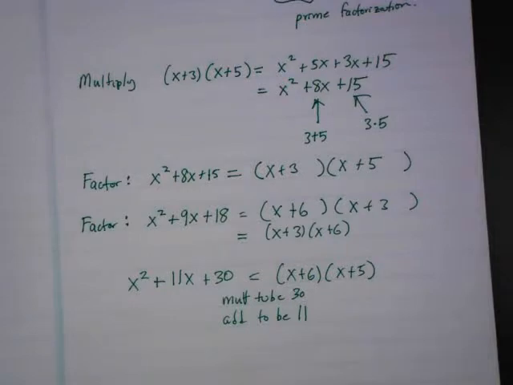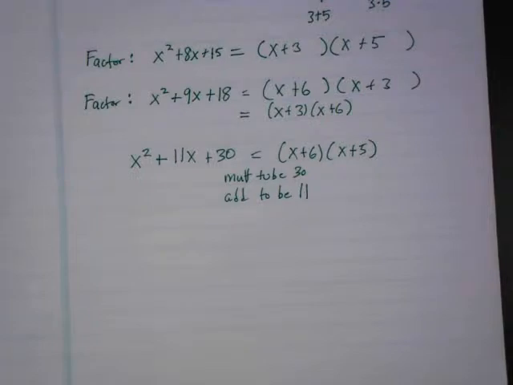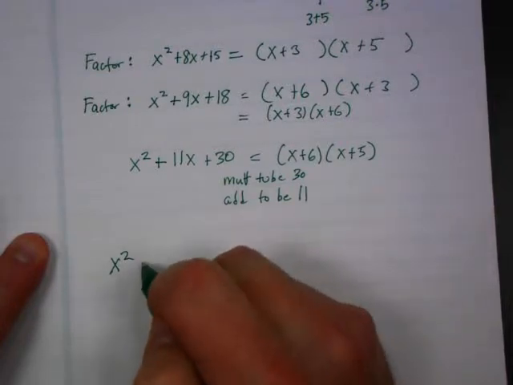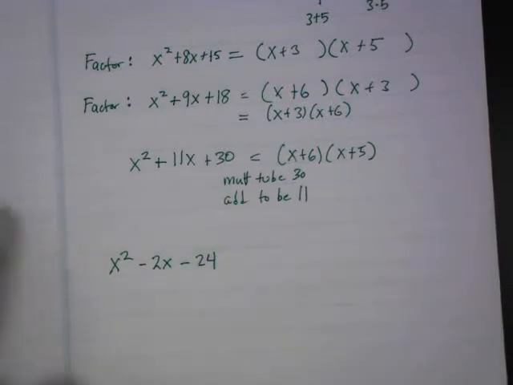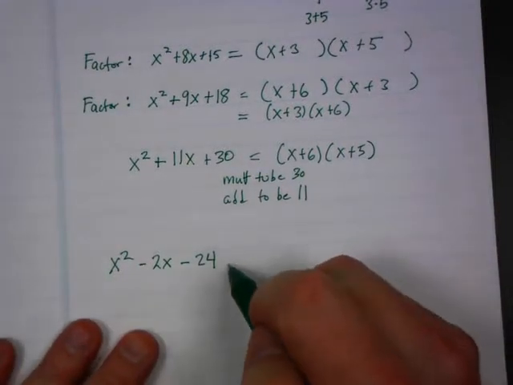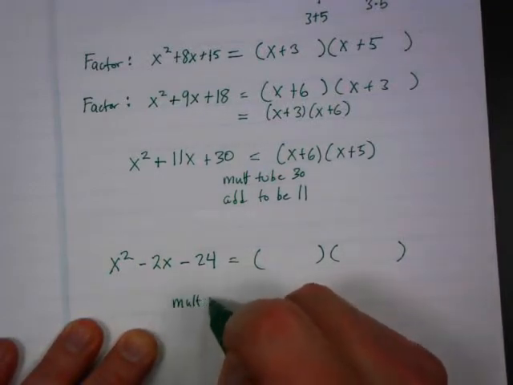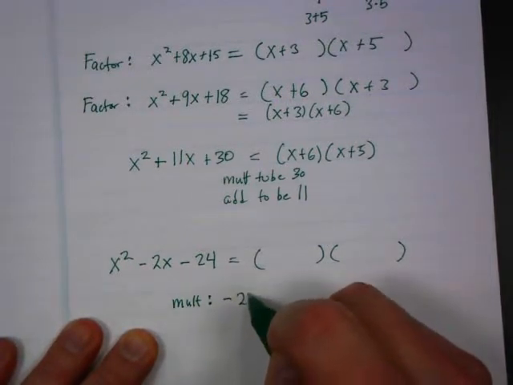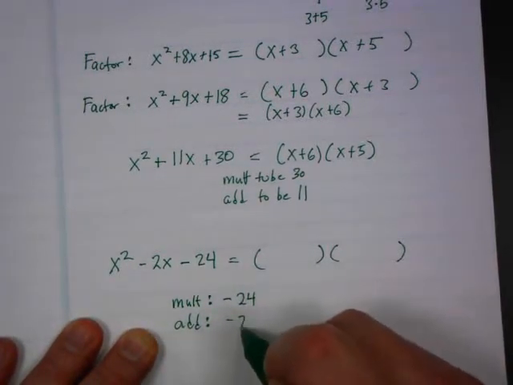All right, now, these get a little bit harder when you start to have minus signs floating around. So let's try x squared minus 2x minus 24. So what happens now? I need the two numbers to multiply. What do they need to multiply to be? 24. They need to multiply to be negative 24. And they need to add to be what? Negative 2.